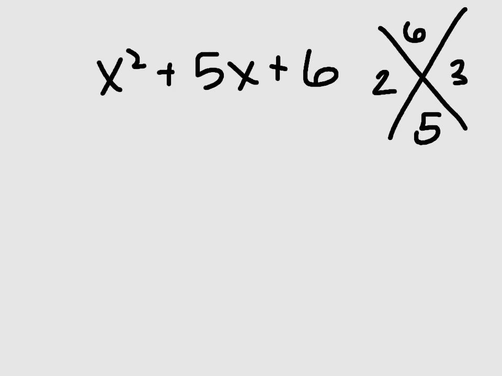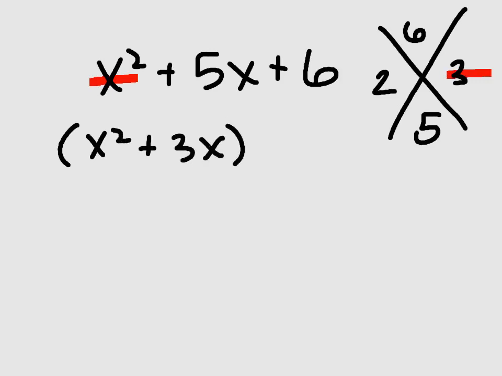So we'll group our terms together, our first term and our first term, we'll get x squared plus 3x. And then we'll group our second term, our 6 and our 2.